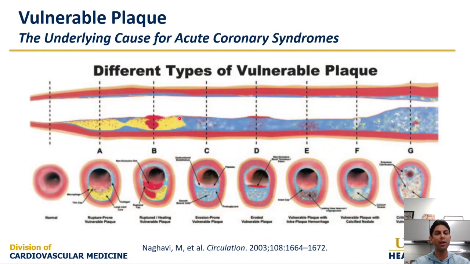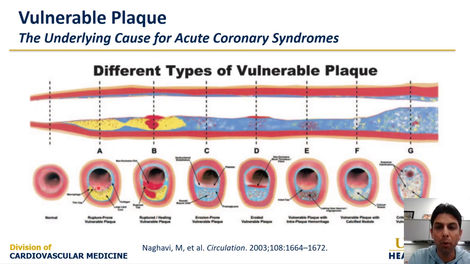Now the vulnerable plaque. In the past, we talked a lot about the fact that the underlying cause for an acute coronary syndrome is plaque rupture, but it's plaque rupture of the so-called vulnerable plaque. Shown here is a normal artery. That vulnerable plaque is the thin cap fibroatheroma. That's what we frequently think of as a vulnerable plaque.